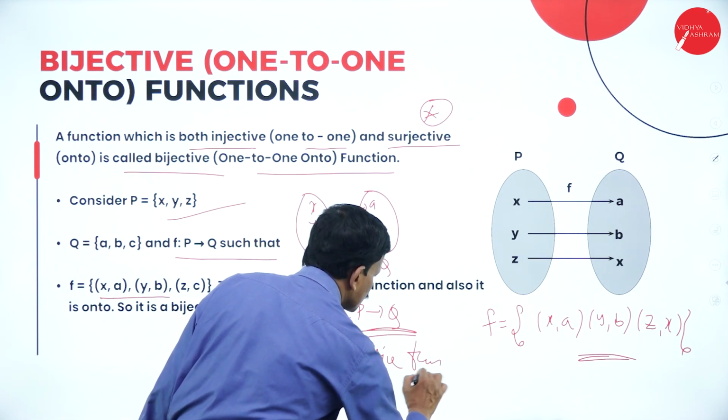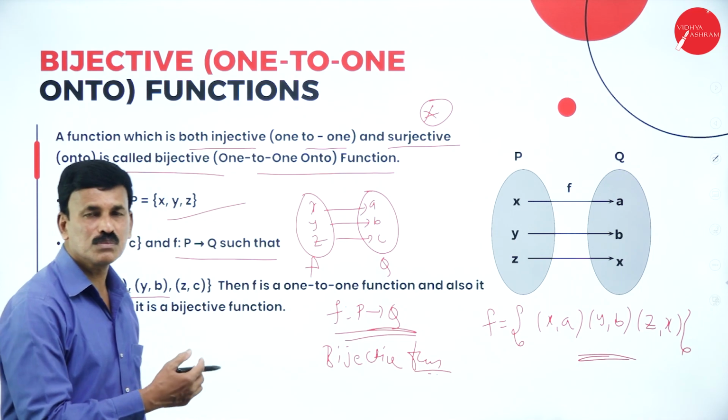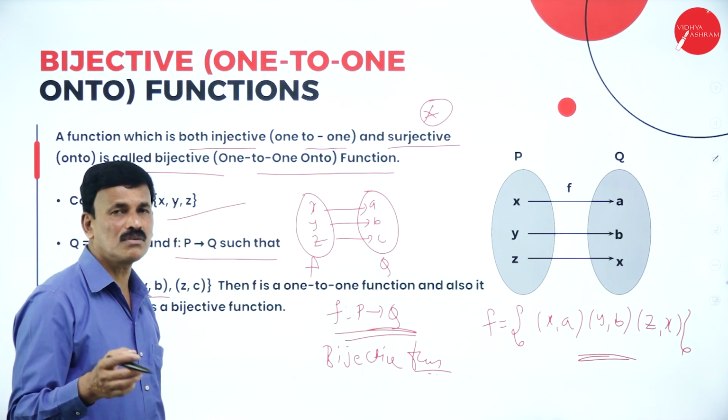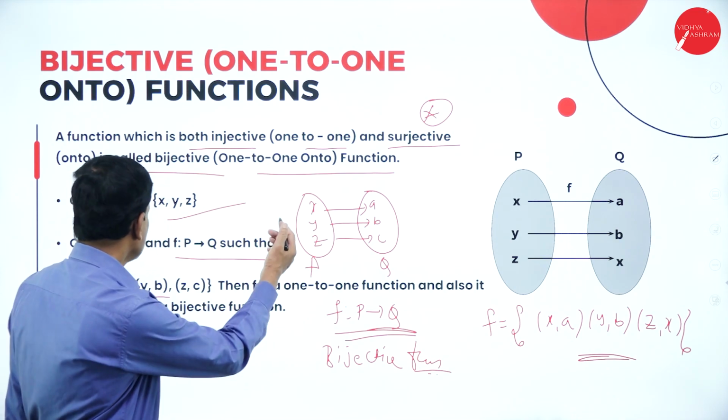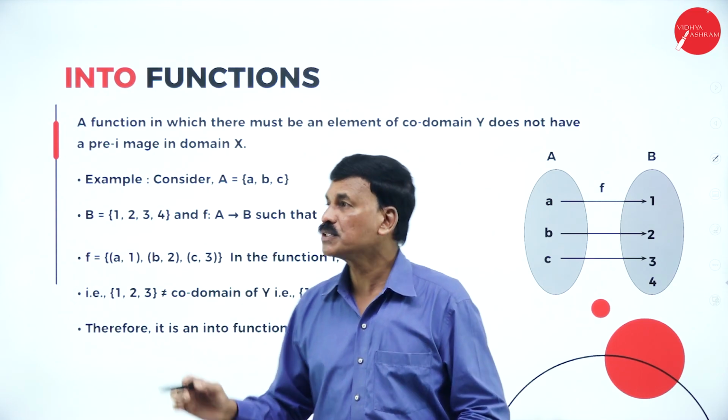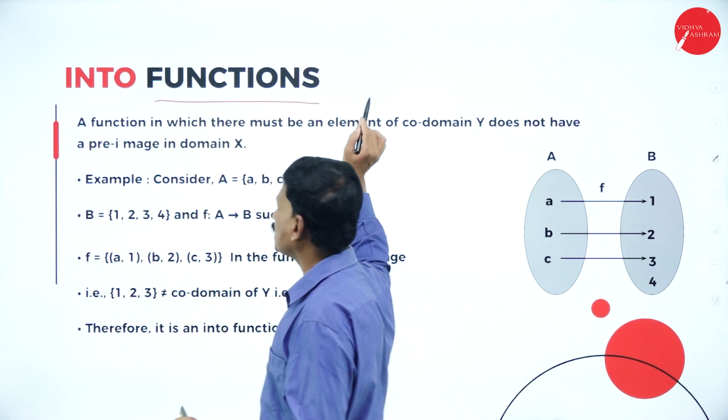So this is both one-one as well as onto. A function which is both one-one and onto is called a bijective function. So this is an example for a bijective function. Now let us come to the next type of function, into functions.